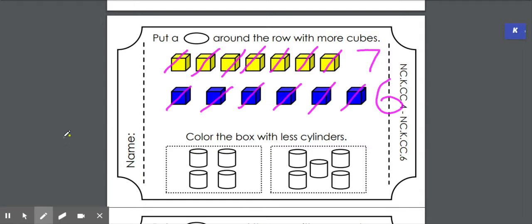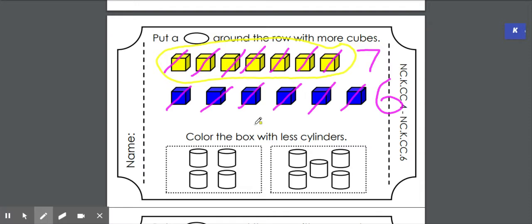Yellow has more cubes. Now they tried to trick us. If you'll look, you see the yellow cube row stops here and the blue row goes past it. So they were trying to trick us here, but the yellow cubes were scooted closer together than the blue cubes. The blue cubes were spaced out, and there were only 6 instead of 7. So make sure that you check and count so that your problem does not trick you.